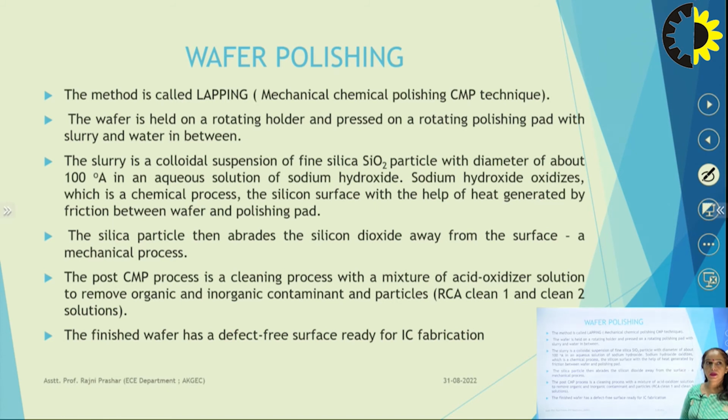After this chemical etching, the next process is the wafer polishing process. It is a mechanical chemical polishing technique, also known as CMP. The wafer is held on a rotating holder and pressed on a rotating polishing pad with the slurry and water in between.